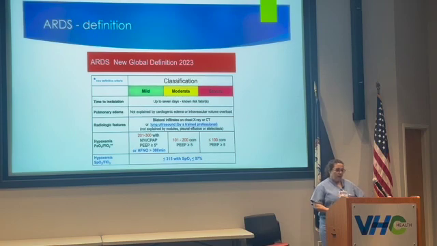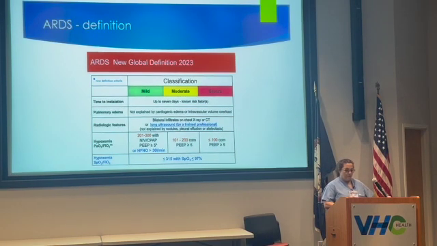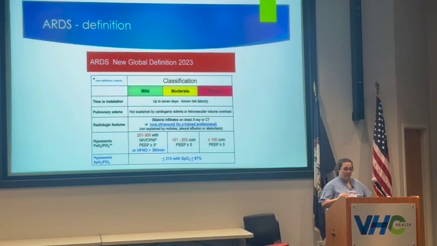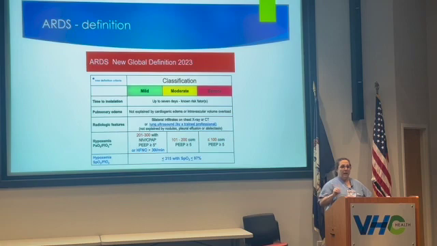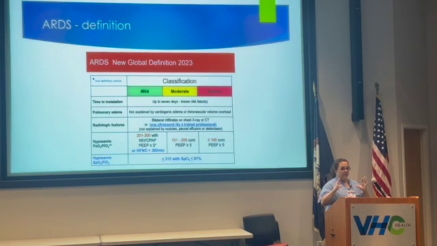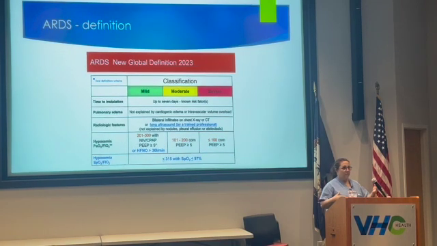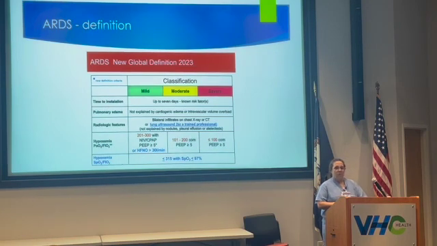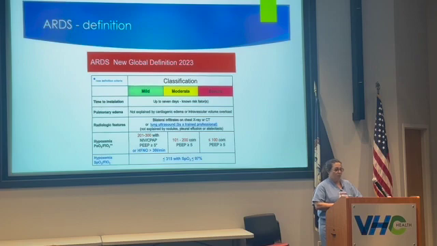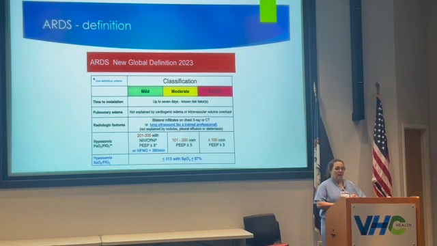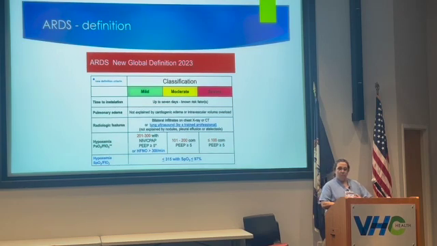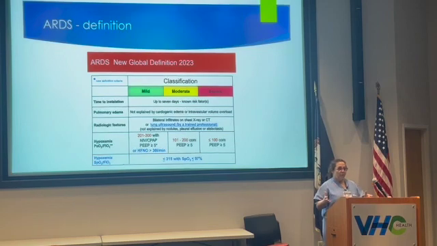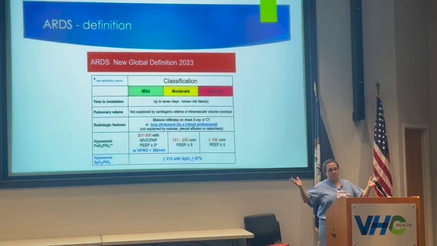Then ARDS. ARDS is a thing that is very well defined, because it carries with it a poor prognosis, and especially when we're doing studies, we want to compare apples to apples and not throw oranges and grapefruits in there. So basically, ARDS used to be known as non-cardiogenic pulmonary edema. So basically, diffuse pulmonary edema, multiple lobes, soon after a known risk factor, and the risk factors are almost everything.